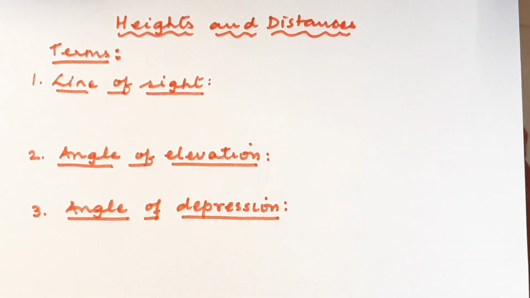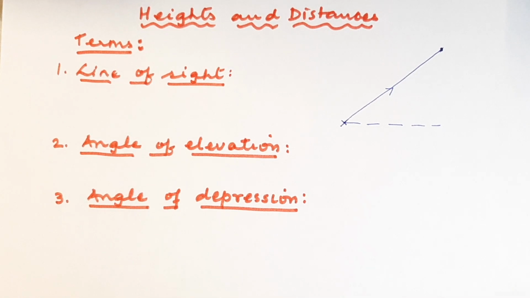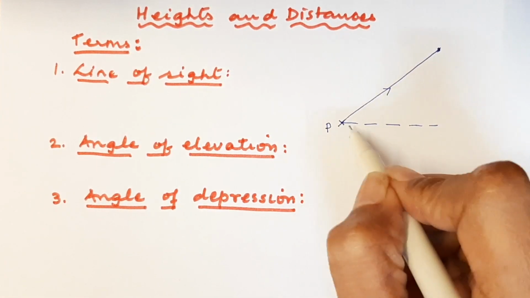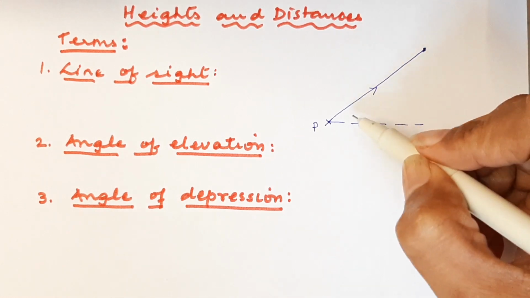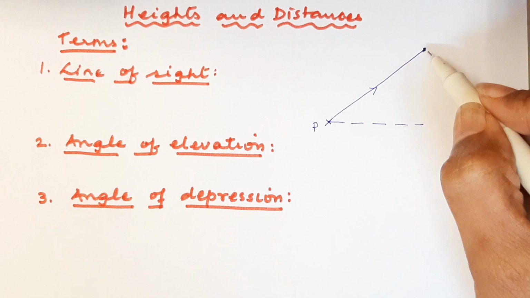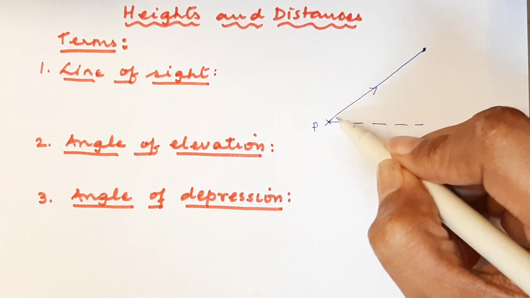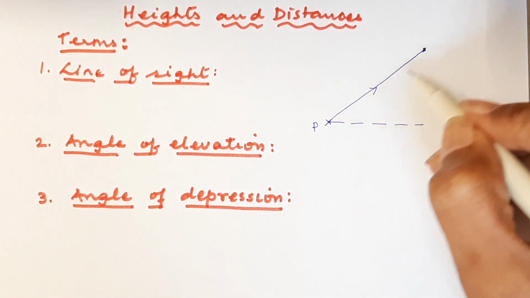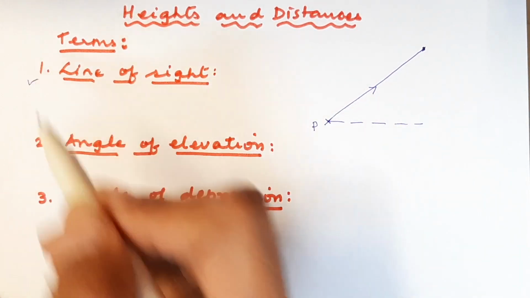So, in this heights and distances, the terms used are line of sight, angle of elevation, and the angle of depression. So, what is line of sight? If a person P is standing at a point and he is looking at a tall object, then the imaginary line joining the tall object and the observer's eye, this is the line of sight. Now this is an imaginary line. So we understood what is our line of sight.